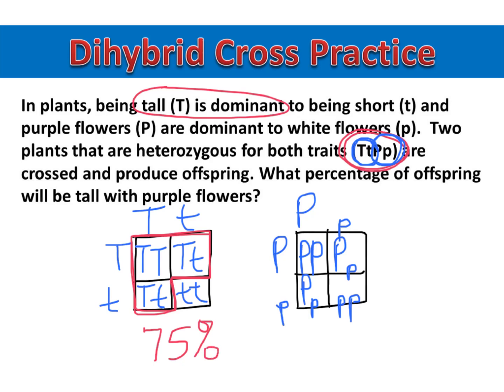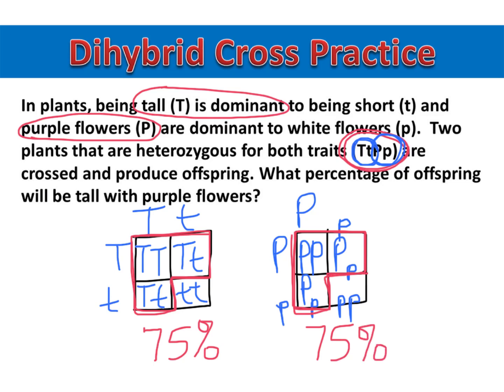And purple flowers. So purple flowers is also the dominant trait. So both the homozygous dominant and heterozygous offspring will have purple flowers. So that means that 75% of the offspring will have purple flowers.